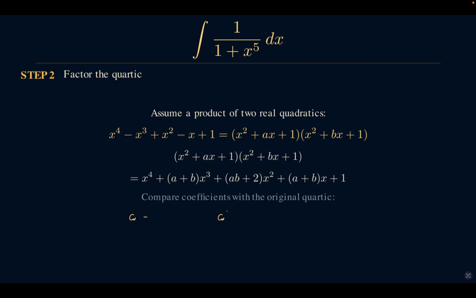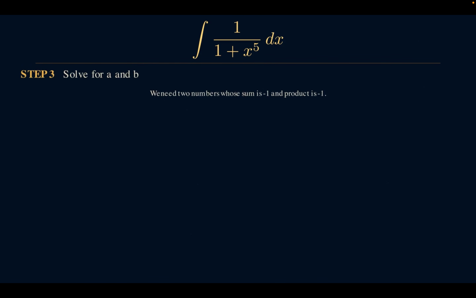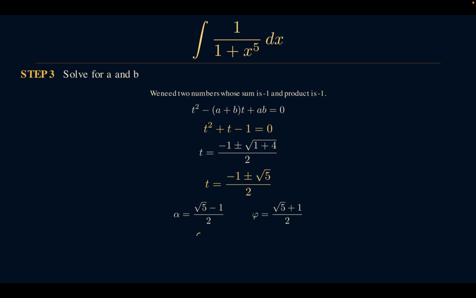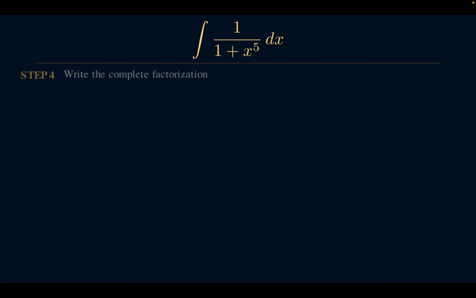And now comparing the coefficients with the original quadratic, we're gonna find a and b, and we need two numbers whose sum is -1 and product is -1, and we're gonna get alpha equal to root 5 minus 1 over 2 and phi equal to root 5 plus 1 over 2. Thus a equals alpha and b equals -phi.